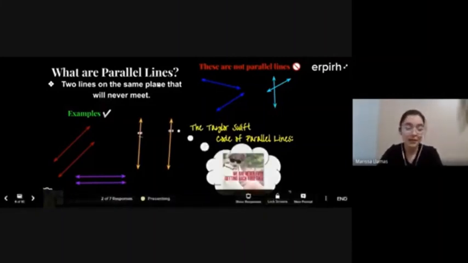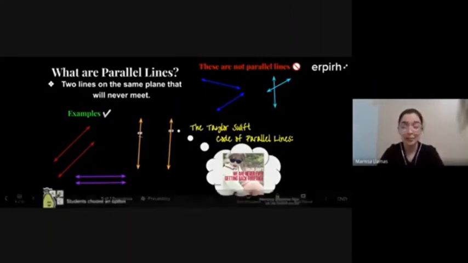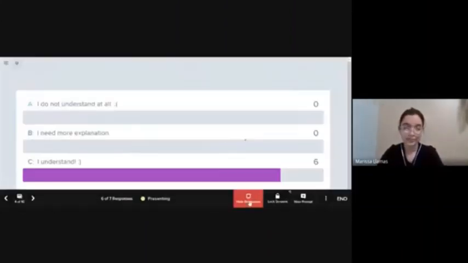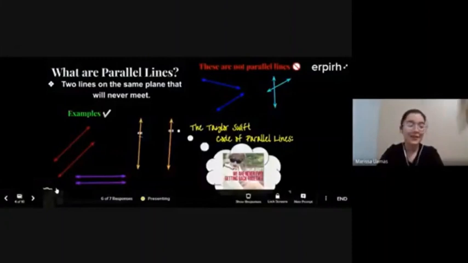Feel free to unmute yourselves if you understand the topic, or if not, to just add on to Pear Deck right here your responses. Option 1, I don't understand at all. Option 2, can you explain a little bit more? Or option 3, I understand and I'm good to go. Okay, so most of you guys are understanding, and so that's great. I'm gonna move on with the lesson.